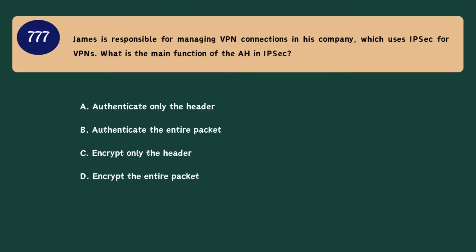Question 777. James is responsible for managing VPN connections in his company, which uses IPSec for VPNs. What is the main function of the AH in IPSec? A. Authenticate only the header. B. Authenticate the entire packet. C. Encrypt only the header. D. Encrypt the entire packet.